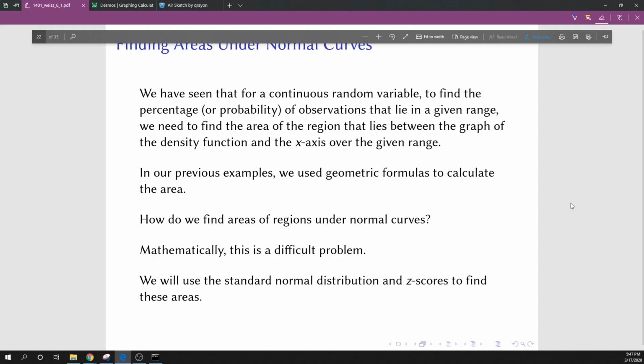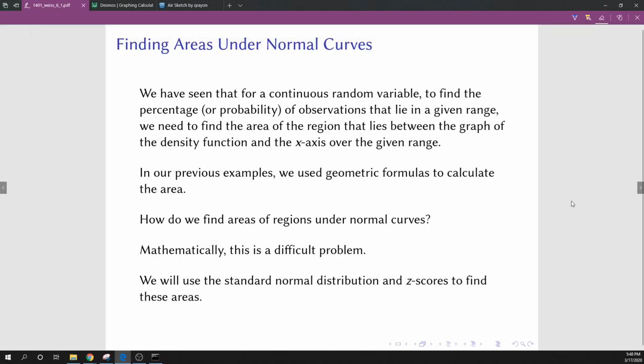But with a normal curve, those are not standard geometric shapes like we are used to. So how do we find the areas under the normal curves? As I mentioned previously, mathematically, that's a pretty difficult problem. What we are going to do is to use the standard normal distribution and z-scores to find those areas. And then we will see that Desmos also is really good at kicking out those probabilities for us.